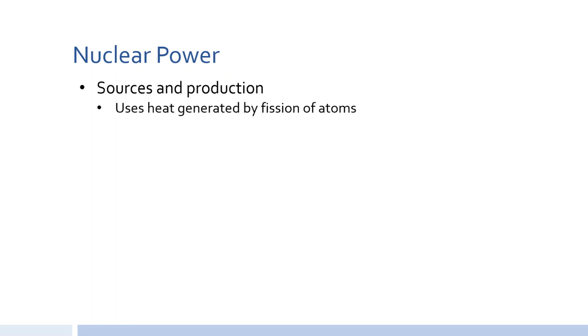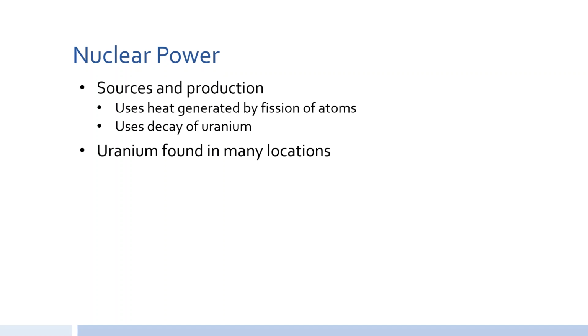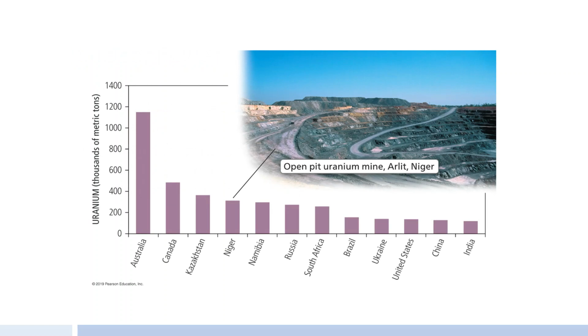The next one I'm going to talk about is nuclear power. So where is that sourced and how do we produce it? It uses heat that is generated by the fission of atoms. It basically uses the decay of uranium. Uranium is found in many locations. We have reserves for about 120 years. It produces currently about 16% of global electricity. It's a little higher than that in the United States.